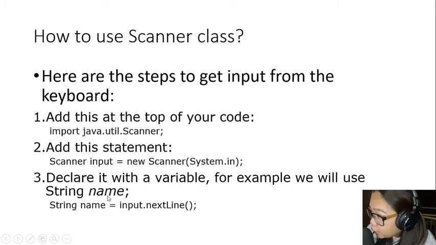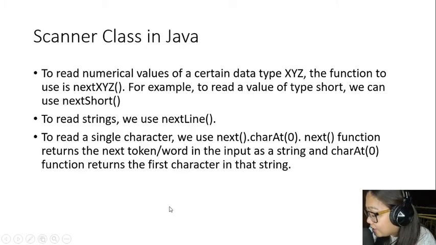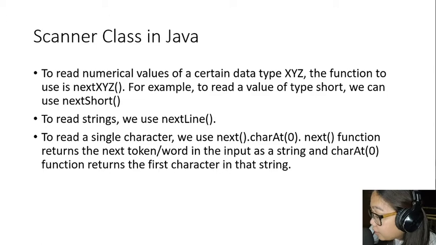So how do you get an input from the keyboard and then assign it to a variable? You're going to have string name here, and then is equal to input, which is our scanner here, and then dot next line. Since it is a string, next line, so recall lang natin. If you're going to use a numerical value, you use next int, next long, next short, next byte, next double, next float, and for strings, you use next line.